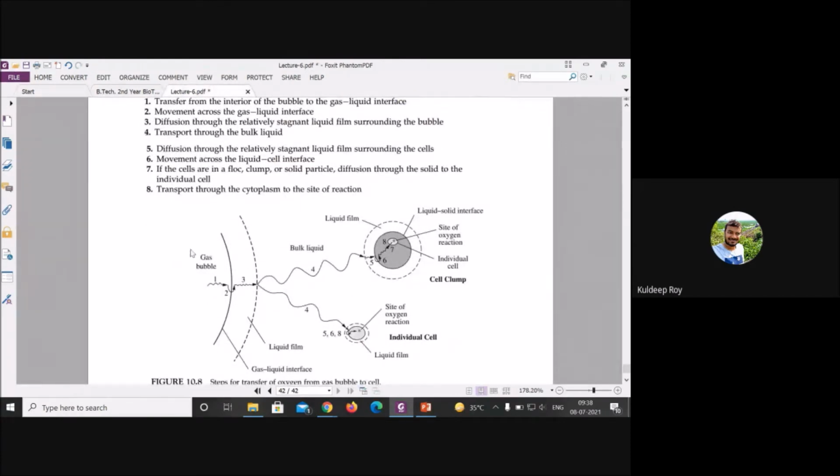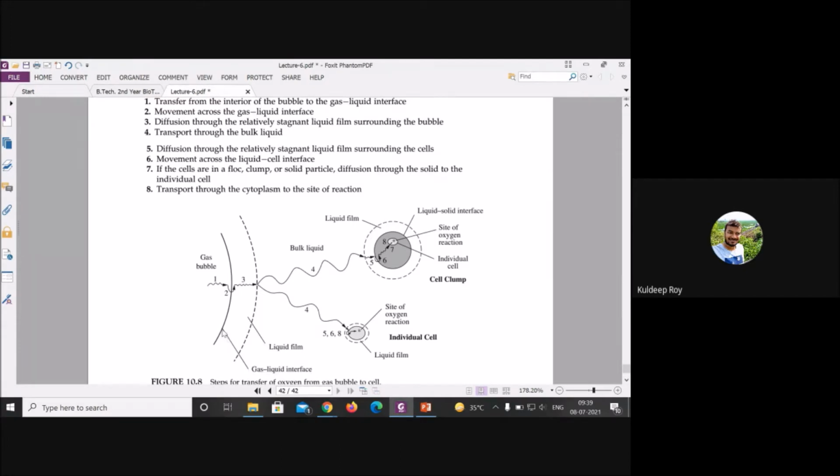This will be your gas bubble. Now see very carefully. In the film theory, we were talking about there being a small film, correct? Here will be the film. He has mentioned the liquid film. One, this is your gas bubble. Second, this will be the stagnant liquid, or you can say the gas liquid interface.